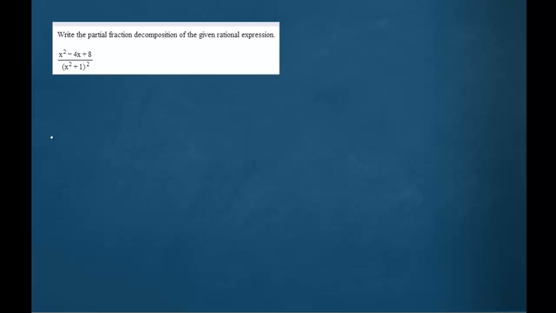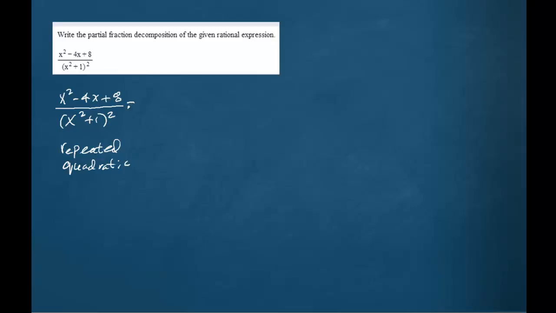We are to write the partial fraction decomposition of the given rational expression. We have (x squared minus 4x plus 8) over (x squared plus 1) squared. We see what we have is a repeated quadratic in the denominator.